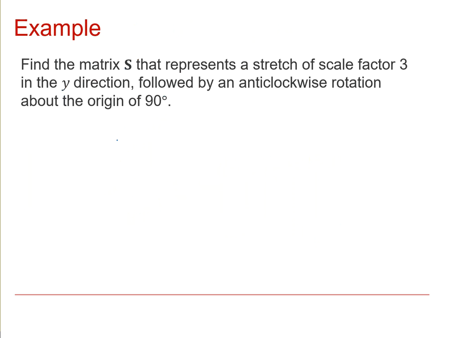So here's an example. We want to find the matrix S that represents a stretch of scale factor 3 in the y direction parallel to the y-axis, followed by an anticlockwise rotation about the origin of 90 degrees. So our first transformation, the stretch with scale factor 3, would be represented by 1, 0, 0, 3. So that's our first. And then second, we have our rotation, 0, minus 1, 1, 0. And if we multiply these two matrices, we get 0, minus 3, 1, 0, and this is S.